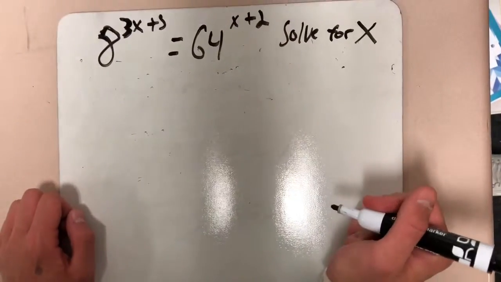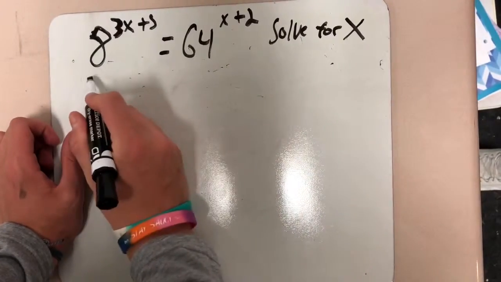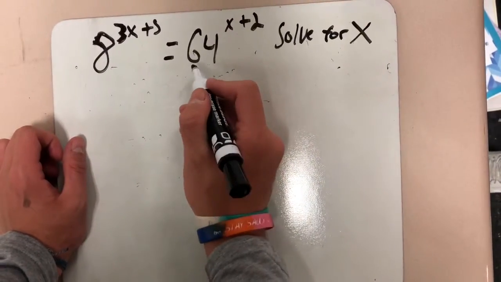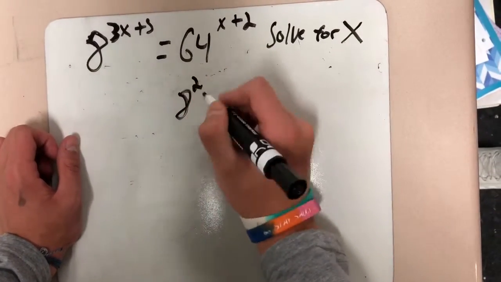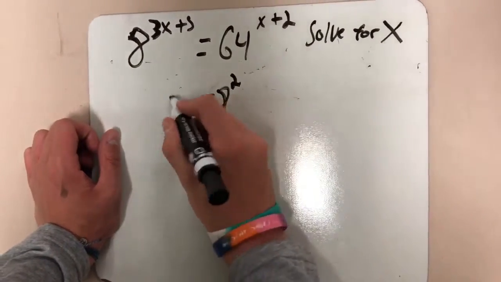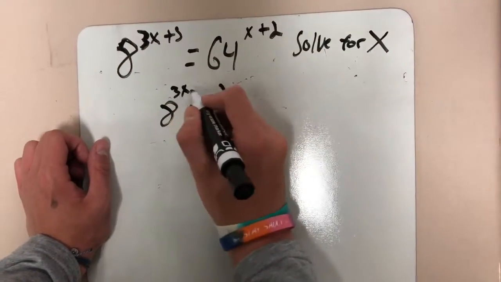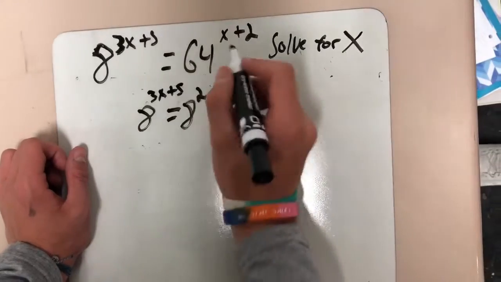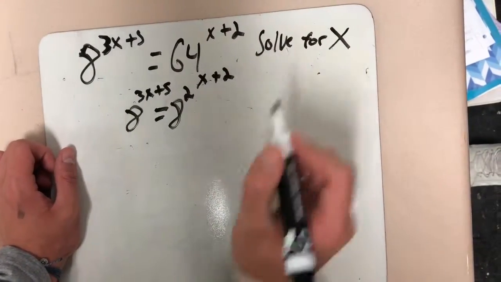Solve for x when you can get the same base. So first, I'm going to make 64 equal to 8. In order to do that, I need to convert this to 8, and by doing that, I would do 8 squared is equal to 64. And I would keep the exponent and bring it down, 3x plus 5, and I would move this exponent down to get x plus 2.